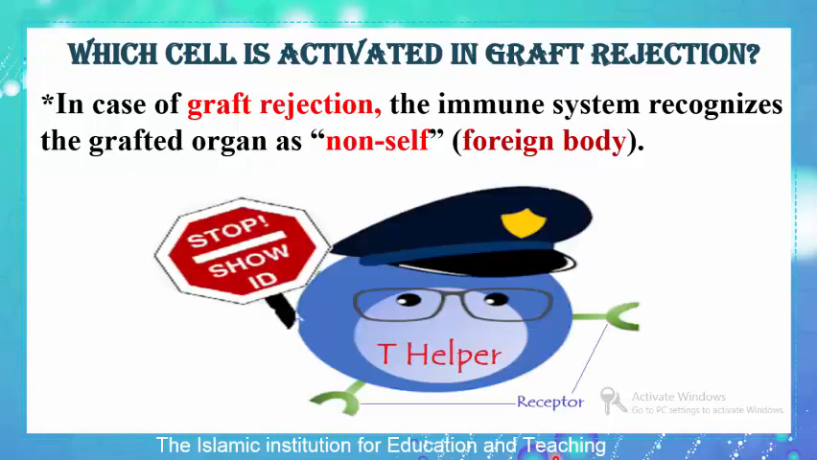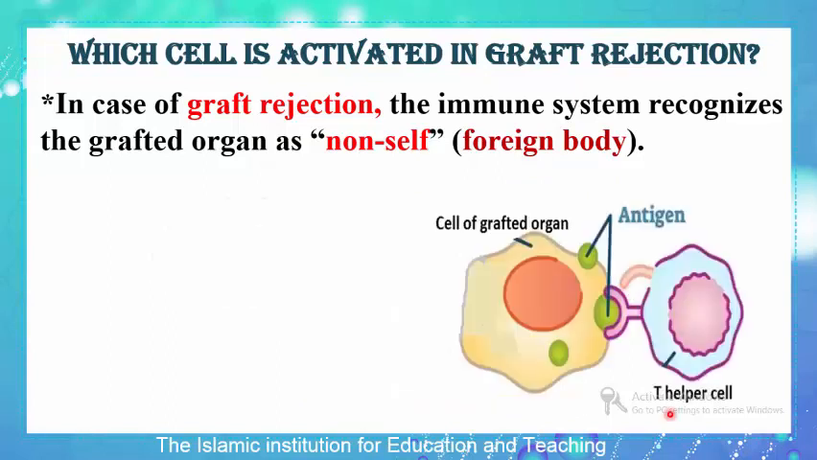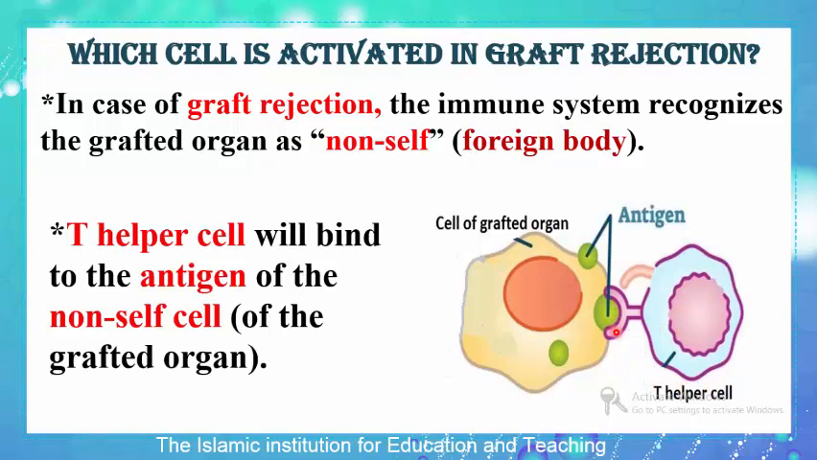body. That's why the immune system is going to fight it, while the T helper cell is constantly scanning the cells and the particles in the body in order to keep it safe and to detect any foreign, exactly like the police in the roads. So, the T helper cell will bind to the grafted cells and recognize the HLA molecules and identify it as non-self. Thus, it will turn on the alarm.